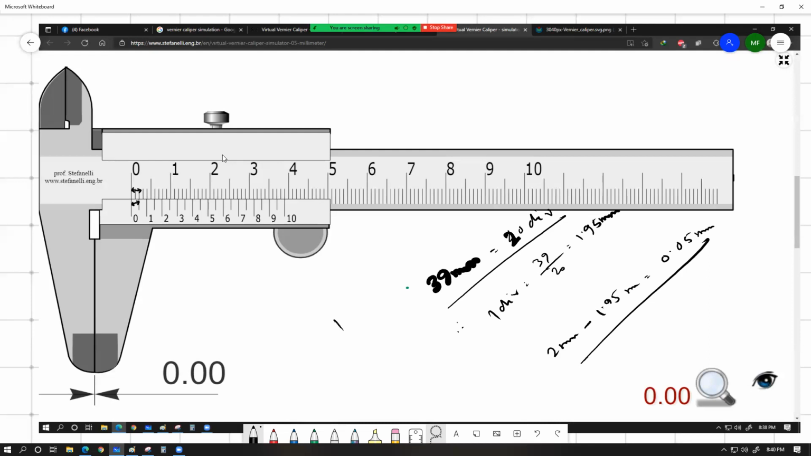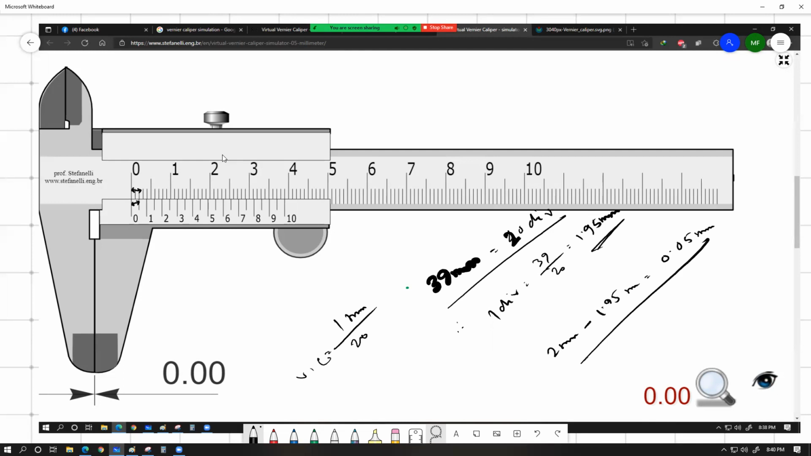So we usually go for the easier method: the smallest mark on the main scale divided by the number of divisions on the Vernier scale gives us the Vernier constant as well. বুঝছো কি বলছি? Each division here is 1.95 millimeter, not 0.05. It can measure 0.05 increment because of that small gap.